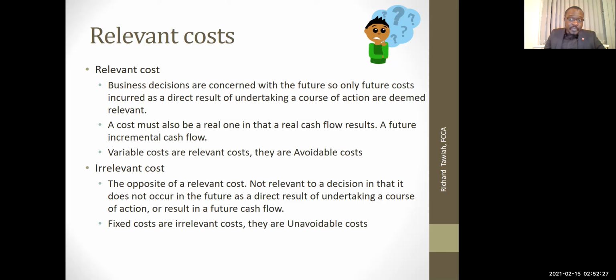But those costs that we cannot avoid, which have already been incurred, are irrelevant to our future decision making. So the opposite of relevant is irrelevant, because it does not impact on the future direction of the organization. Neither does it result in any course of action for the organization, nor any future cash flows or incremental cash flows. And they are not avoidable, okay? They've been incurred and have already plunged the company into a certain situation we cannot do anything about. So fixed costs are irrelevant costs. They are unavoidable. You need to incur them, okay?